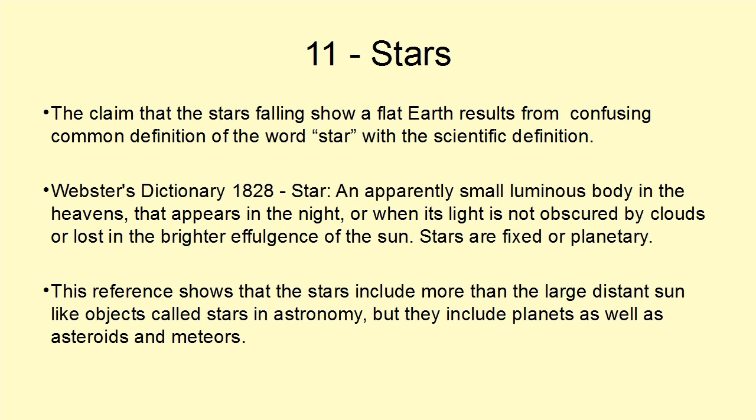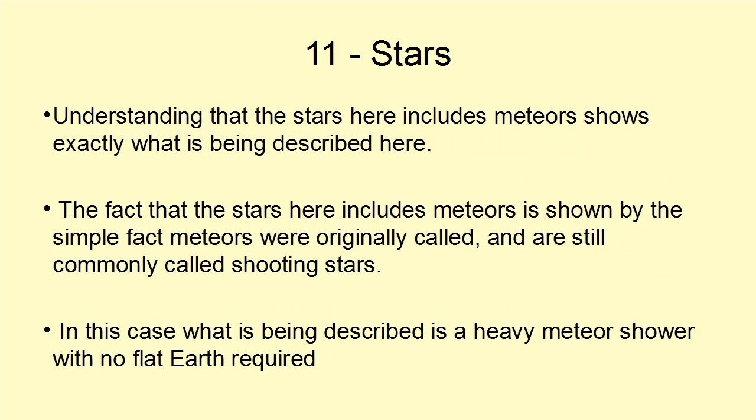This reference shows that stars include more than just the huge, distant, sun-like objects called stars in astronomy, but they include planets as well as asteroids and meteors. Understanding that the stars here includes meteors shows exactly what is being described here. The fact that the stars here includes meteors is shown by the simple fact that meteors were originally called and are still commonly called shooting stars. In this case, what is being described is a heavy meteor shower with no flat Earth required.